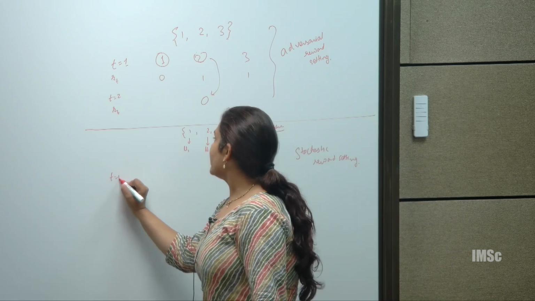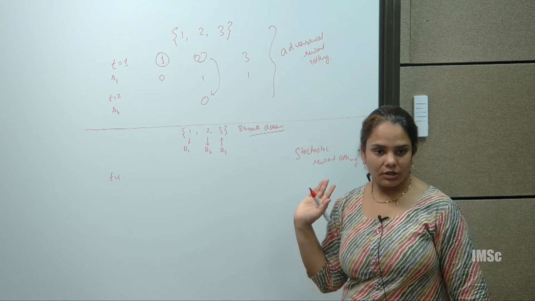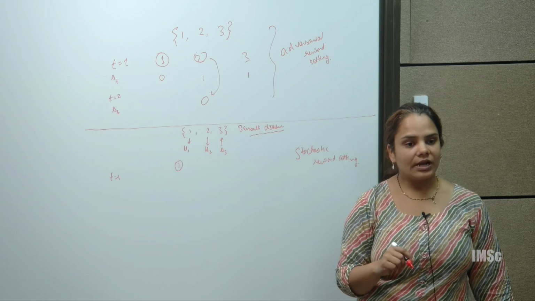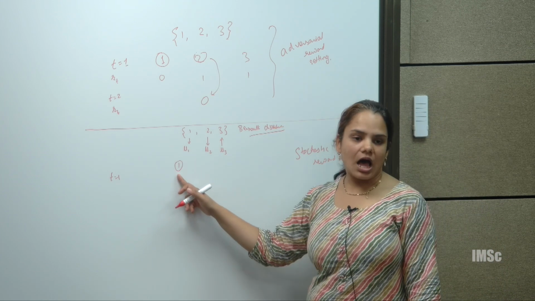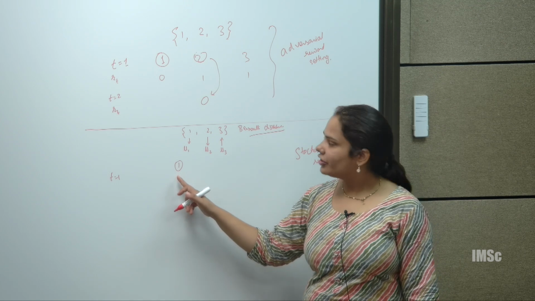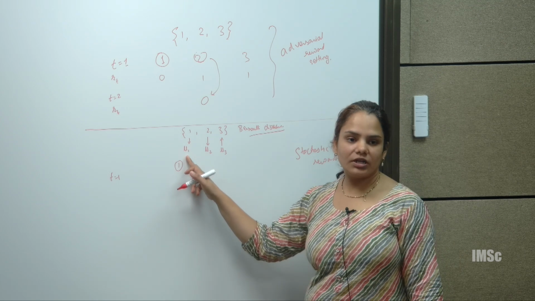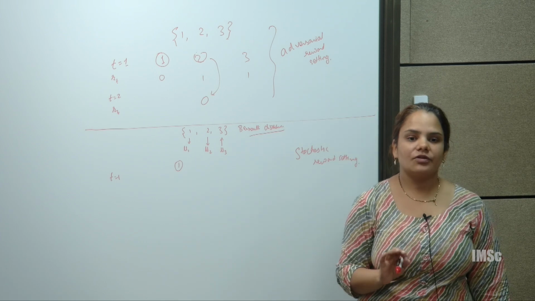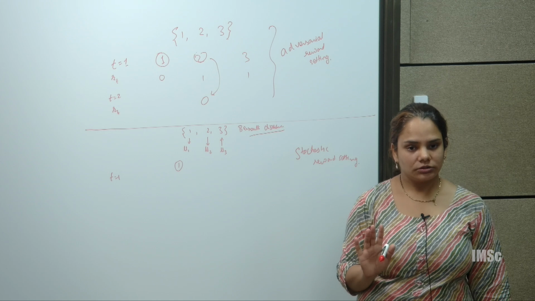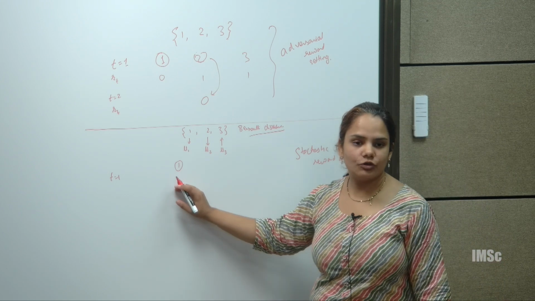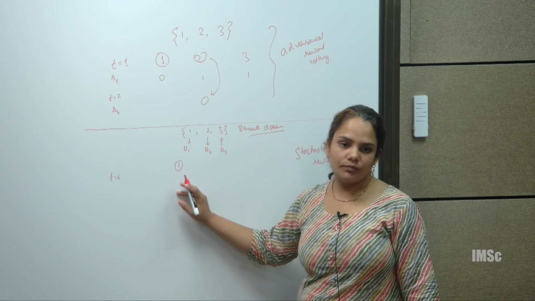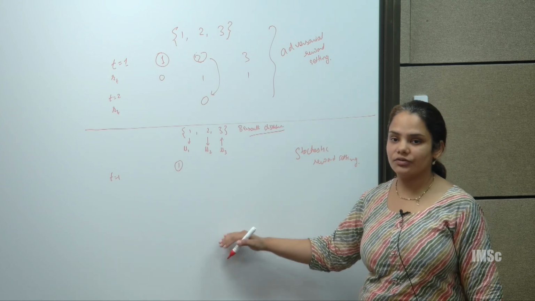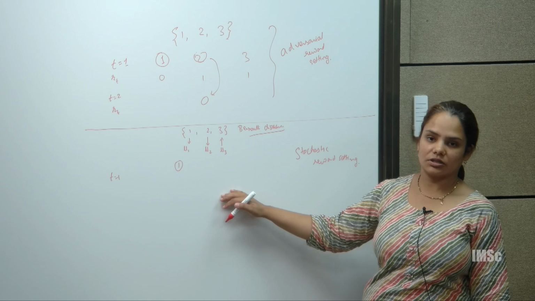At t equals 1, again I decide which arm to pull. Let us say I decide arm number 1 to be pulled. Then what will happen? The reward of this arm 1 will be 1 with probability mu1 and 0 with probability 1 minus mu1. This is the reward that I will observe. Here it is not adversarial; here it is generated through this stochastic process.